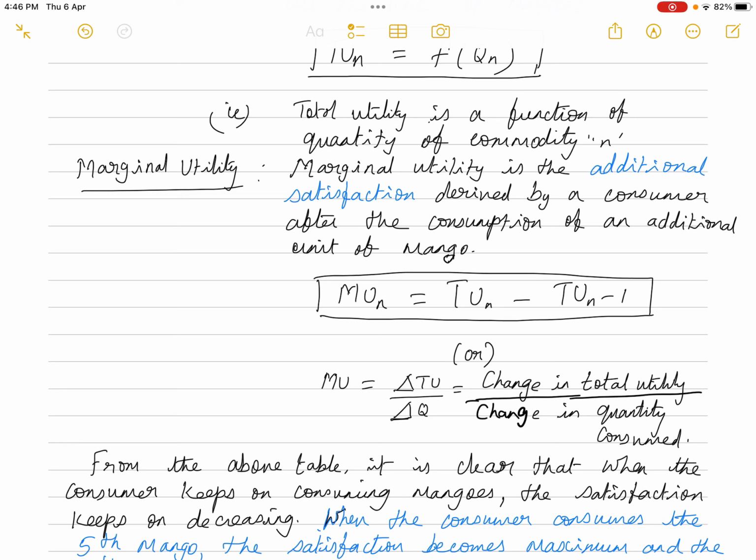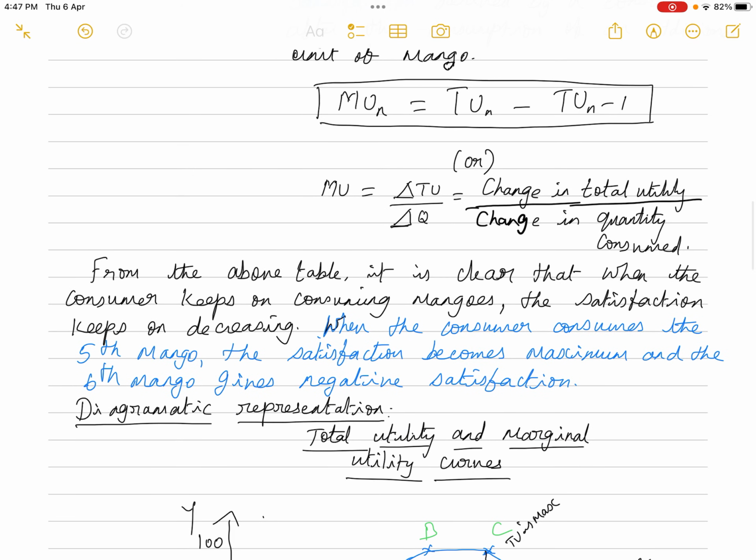Then as far as marginal utility is concerned, it is the additional satisfaction, isn't it? Put in words, marginal utility is the additional satisfaction derived by a consumer after the consumption of an additional unit of mango. Just now we have seen how we arrived at the marginal utility. The formula is MU n is equal to TU n minus TU n minus 1. There is another formula: marginal utility is equal to delta TU divided by delta Q, that is, change in total utility divided by change in quantity consumed. Either way the answer will be the same.